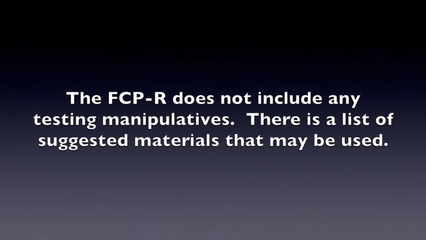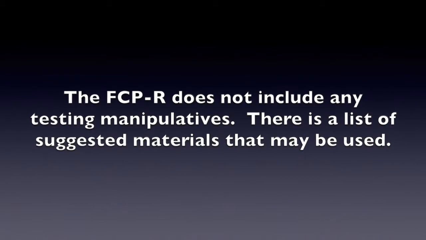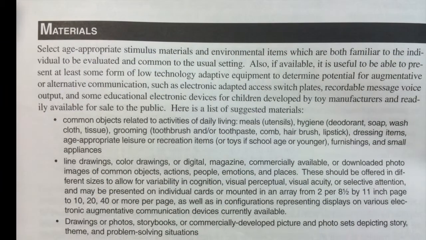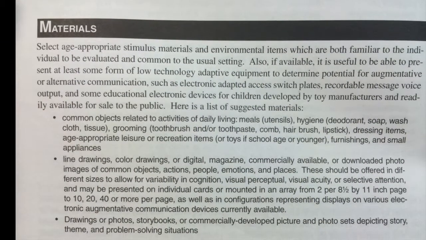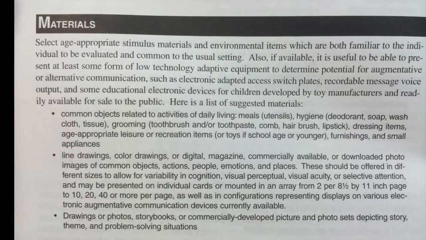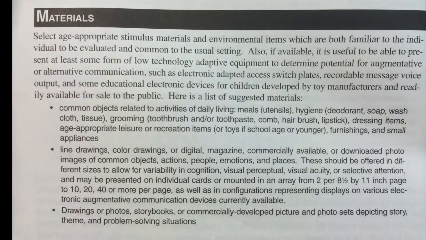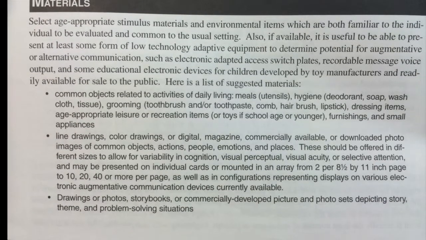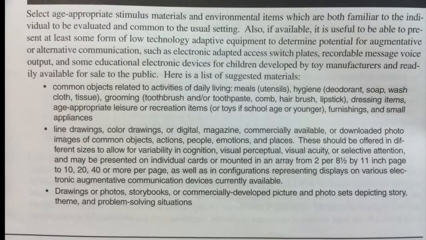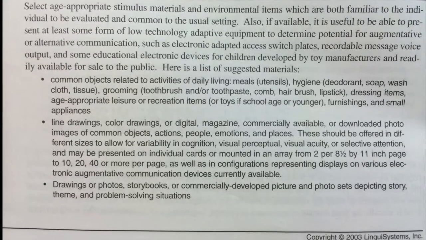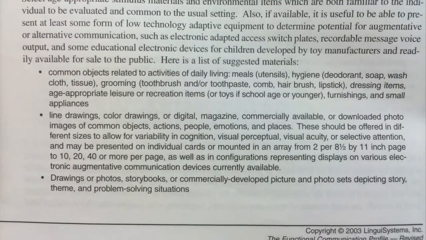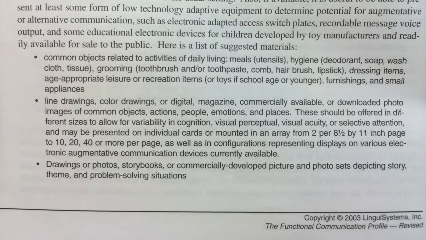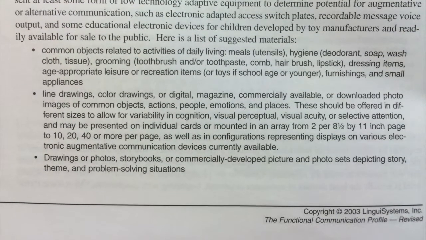The FCP-R does not provide any testing materials, but there is a list of suggested materials that may be used. Here is a list of suggested materials. It is up to the clinician to select age-appropriate stimulus for the clients. Some of these materials include daily living objects such as utensils, soap, washcloth, and other grooming items, line drawings, photos of common objects, actions, people, or places, noisemakers such as bells, rattles, cell phone, pager, or a box of cereal.